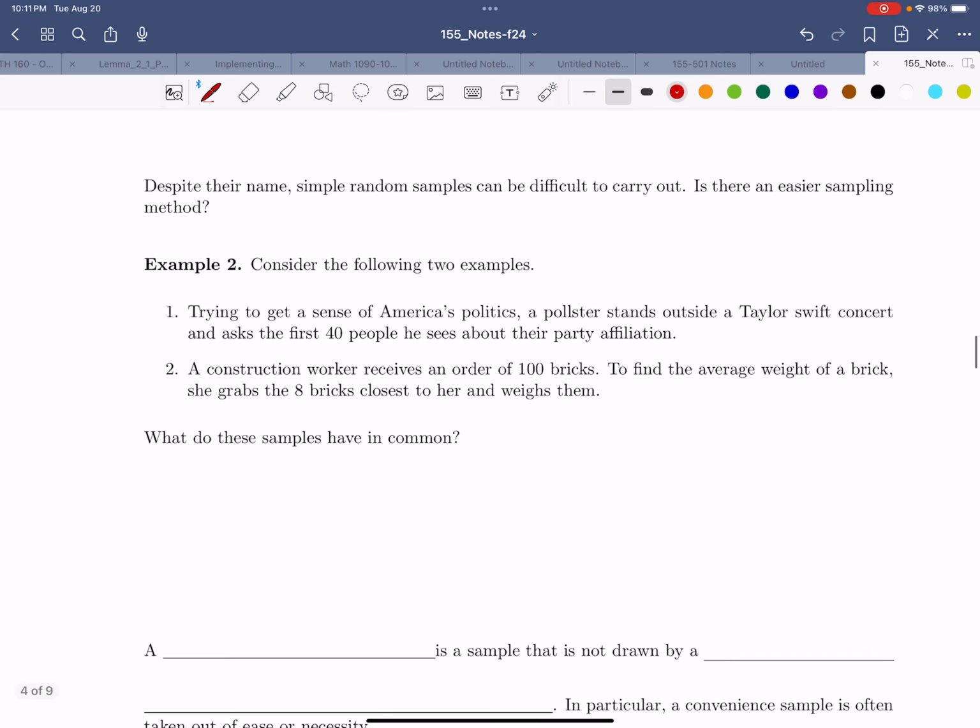Now, what do these samples have in common? Well, one thing you might notice is they're both convenient, and I use that word intentionally. Stand outside a concert, pretty easy way to get a sample of 40 people. 8 bricks closest to you, a lot easier than trying to randomly sample all of them.